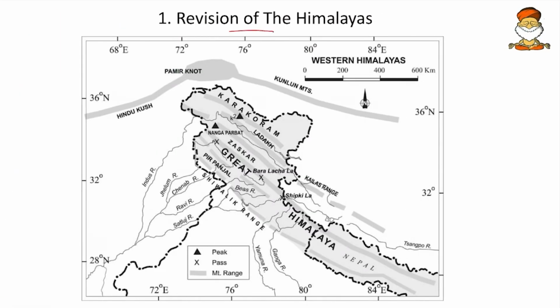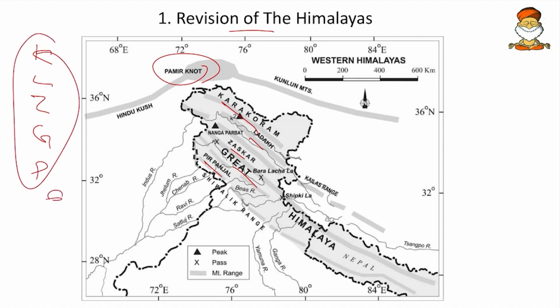So coming to Kashmir Himalayas. In yesterday's class we talked about the Pamir Knot, and here we have the Karakoram range, then the Ladakh range, Zaskar range, Greater Himalayas and Pir Panjal. So we remember this one: the Karakoram, Ladakh, Zaskar, Greater Himalayas and the Pir Panjal. KLZGP. So if you remember this, we can arrange them from north to south if the question is asked in the exam.